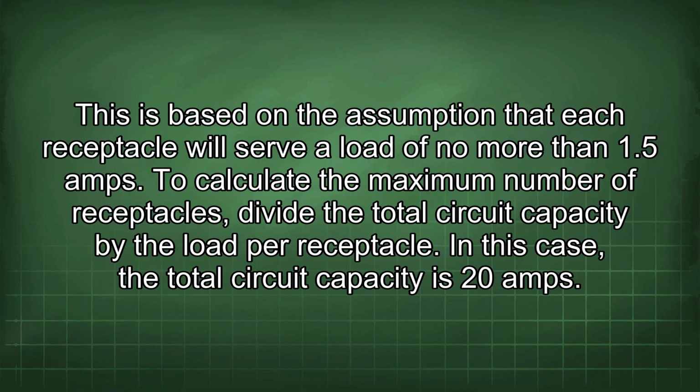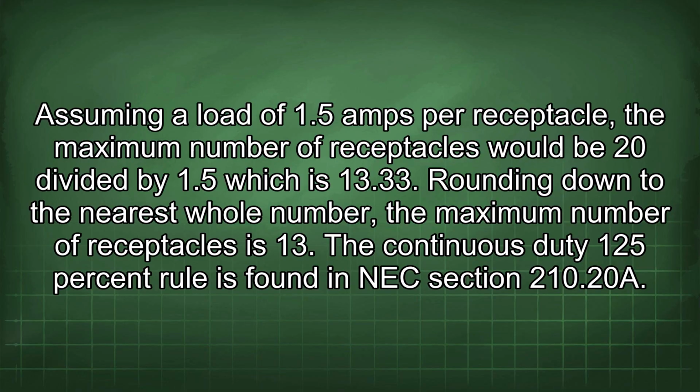To calculate the maximum number of receptacles, divide the total circuit capacity by the load per receptacle. In this case, the total circuit capacity is 20 amps. Assuming a load of 1.5 amps per receptacle, the maximum number of receptacles would be 20 divided by 1.5, which is 13.33. Rounding down to the nearest whole number, the maximum number of receptacles is 13.